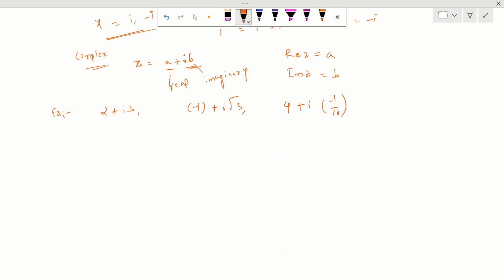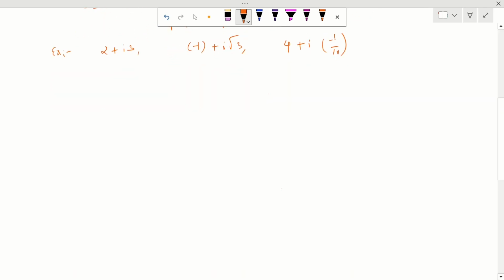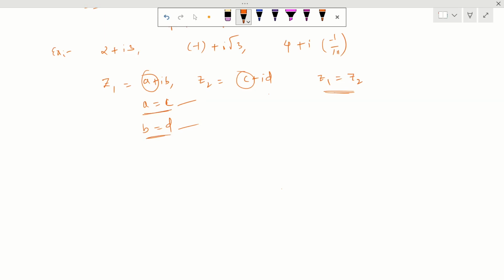Now I am taking two complex numbers that are said to be equal. I am writing two complex numbers: Z1 is equal to a plus ib, and Z2 is equal to c plus id. These two complex numbers are equal only when a is equal to c and b is equal to d. That is, the real parts are equal and the imaginary parts are equal.